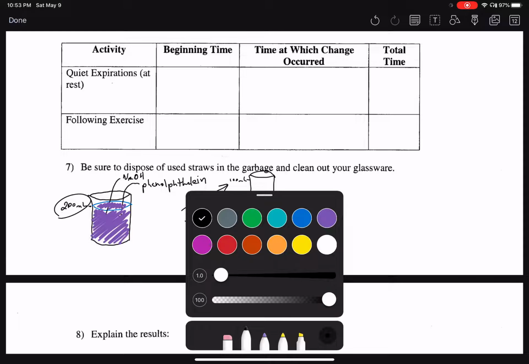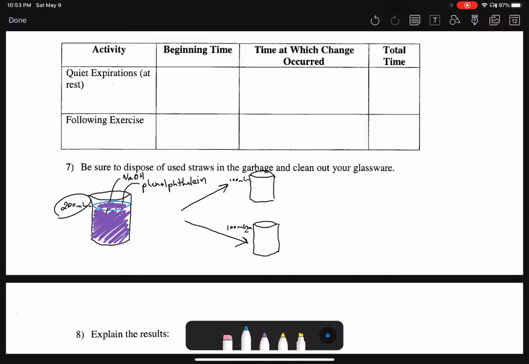So let me get the blue. So you can see the air fluid level here. And then we'll get out our purple to remind ourselves that this basic solution is purple because it has the phenolphthalein pH indicator dye in it.